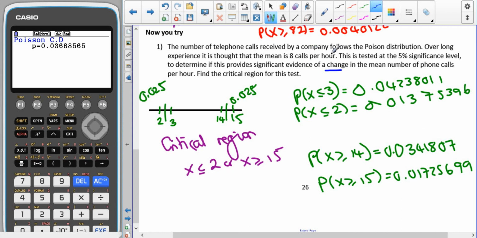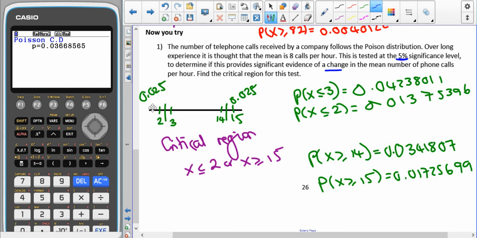So we have 8 calls per hour, and then it just says that we're testing it per hour. So we're not changing what we're looking at this time. When we go into it, we've got a two-tailed test because it says change at 5% significance level. So we have to halve that 5%. So we have 0.025 at this bottom end, 0.025 at the top end here.